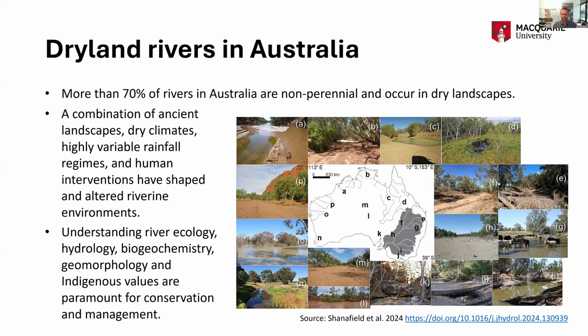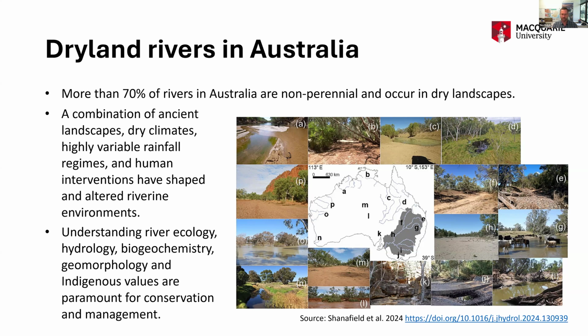And so understanding river ecology, hydrology, biogeochemistry, geomorphology, and Indigenous values are critical for river conservation and management here in Australia. You can see from the images on this slide that there are a range of different rivers right across the continent, ranging from semi-seasonal or perennial rivers near the coast to much more ephemeral, irregularly flowing rivers in the central parts of the continent. And these vary in terms of their geomorphology, the ecology, and obviously hydrology.